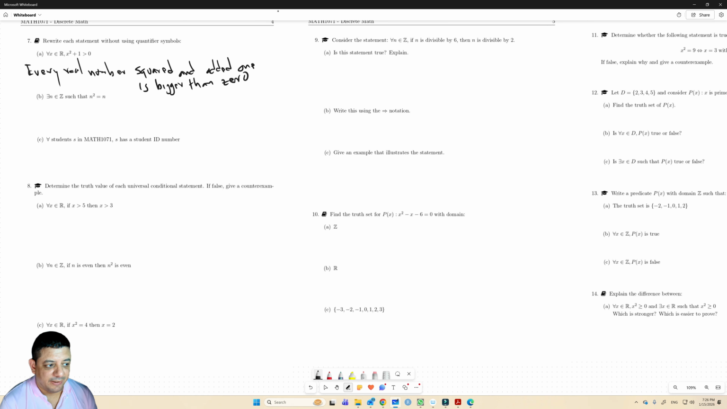For B, we have there exists n that belongs to the integers, so that n squared equals n. So you will write here, there is an integer so that its square is equal to the number.